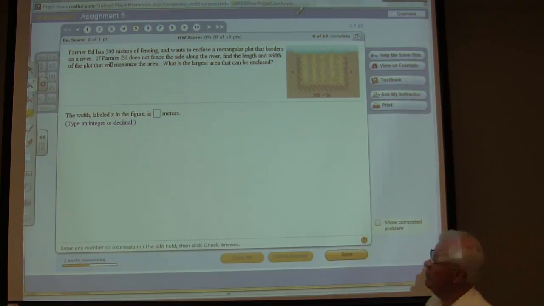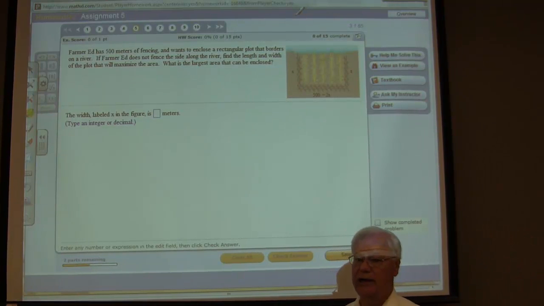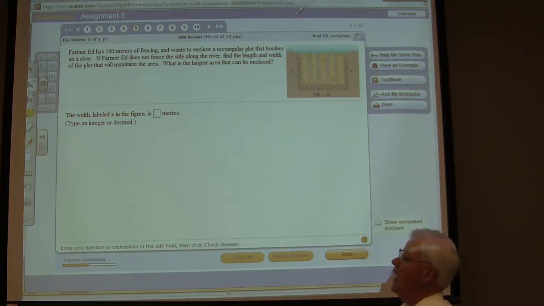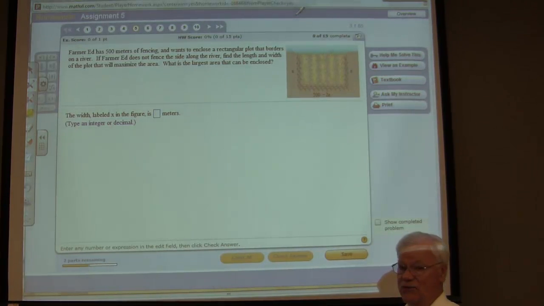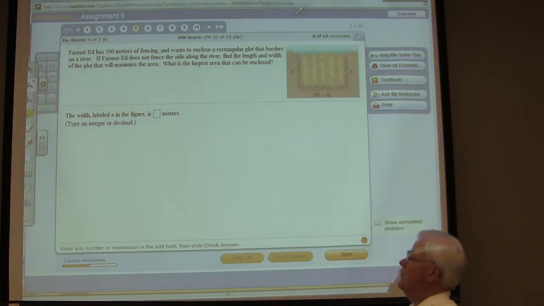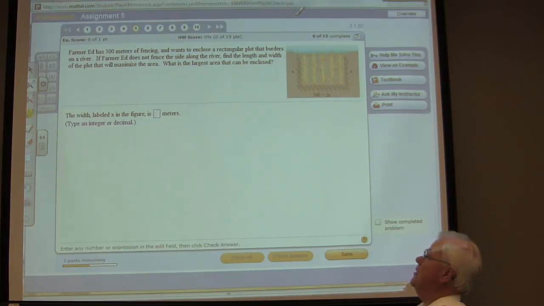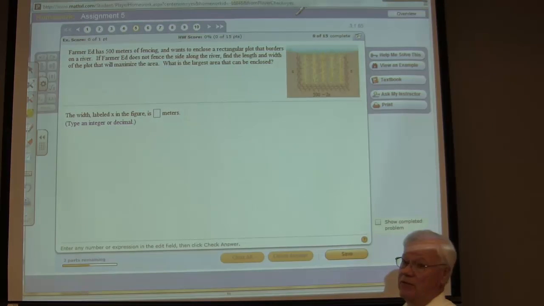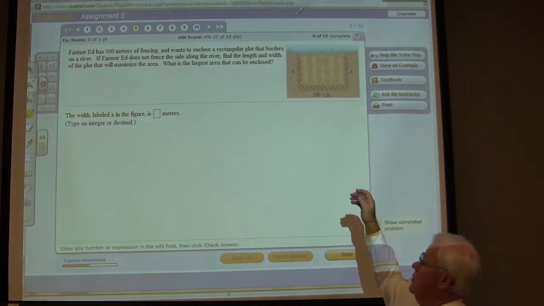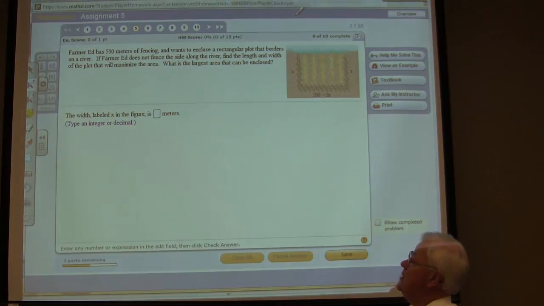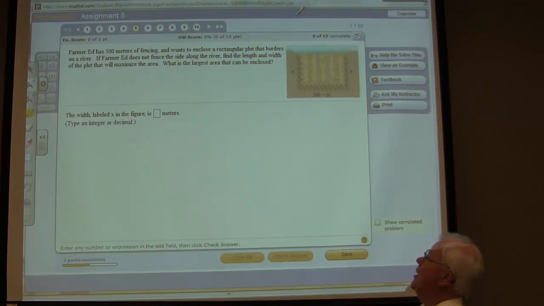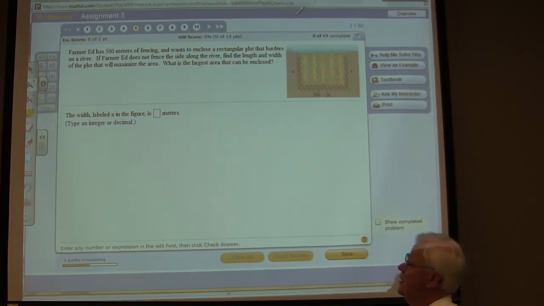Let's see. What can we learn from looking at a parabola? Well, we actually can use parabolas to find some very useful information. For instance, Farmer Ed has 500 meters of fencing and wants to enclose a rectangular plot that borders on a river. And here's the picture of it over here. If Farmer Ed does not fence the side along the river, find the length and width of the plot that will maximize the area. What is the largest area that can be enclosed?